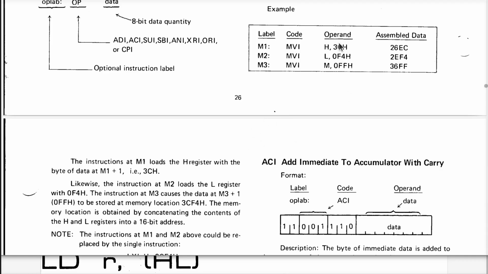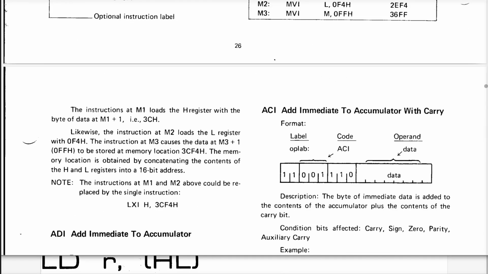Notice that they loaded H with 3C, L with F4, and then they said move into memory at the address in the HL register pair, which is 3CF4 because of this. That's what they say right here. And put the value FF into memory at that location.